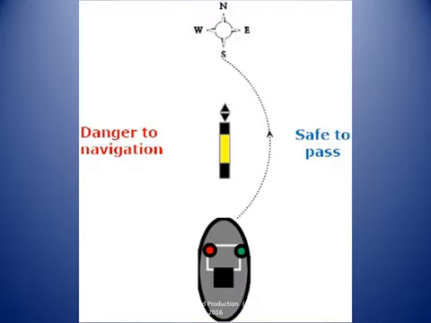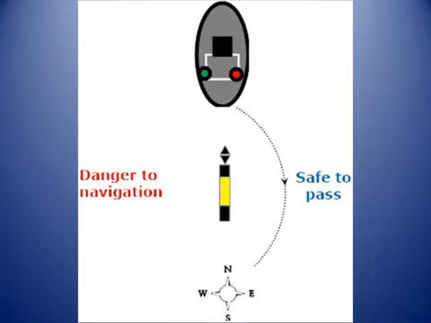Now east cardinal buoys. If we are proceeding on a northerly heading and encounter an east cardinal buoy, we should alter course to starboard and pass to the east of the buoy. If we are proceeding on a southerly heading and encounter an east cardinal buoy, we should alter course to port and pass to the east of the buoy.